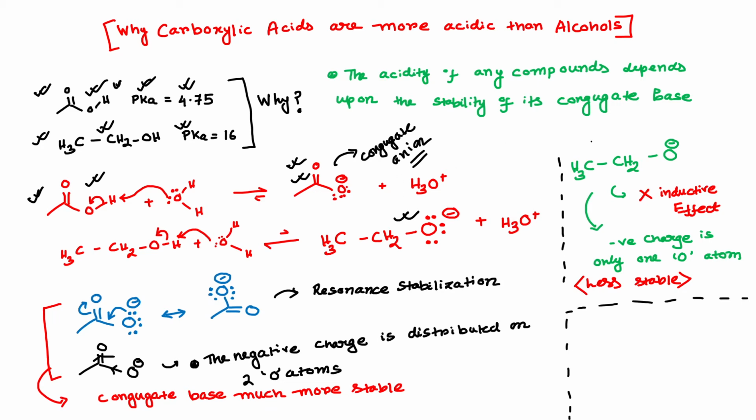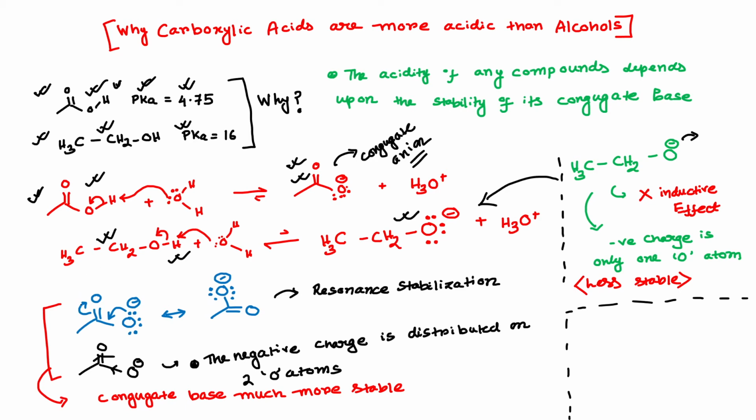In the case of this alkoxide ion, the negative charge is only on the oxygen atom. The negative charge is concentrated on the oxygen atom, so this type of anion is much more unstable. This is the conjugate anion produced when this alcohol is put in contact with an aqueous solution. As this conjugate anion is much more unstable, this alcohol will have much lower acidity.